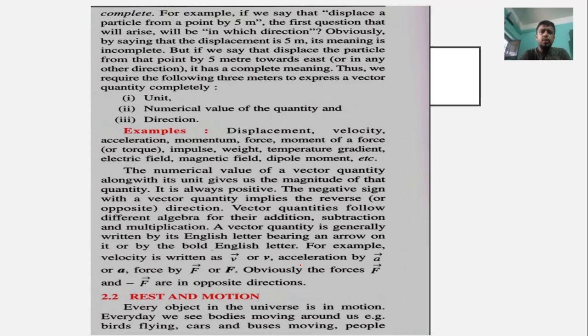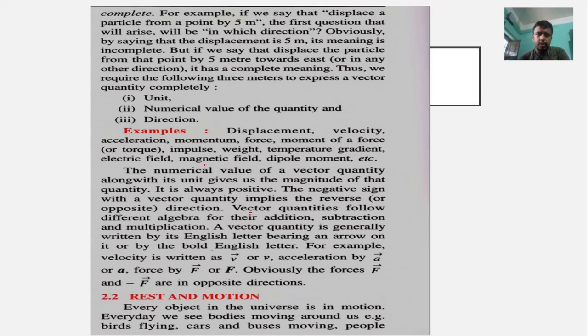For example, if you displace a particle from a point by 5 meter, the first question that will arise is: in which direction? Obviously, by saying that the displacement is 5 meter, its meaning is incomplete. But if we say that you displace the particle from that point 5 meter towards east or 5 meter towards north, then we can say it has a complete meaning.